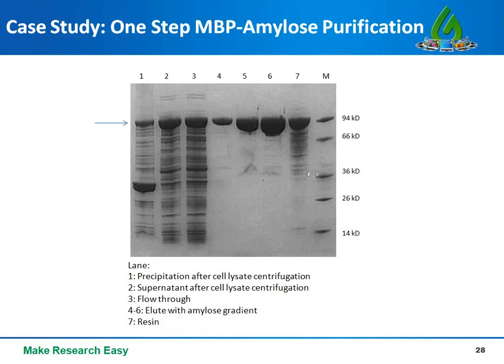This is a case with one-step MBP-amylose purification. In this case, the protein was expressed mainly in the soluble part as shown in lane 2. Lane 3 is the flow-through. Lanes 4 to 6 are elutes with amylose gradient, and each elute has a high purity protein. Lane 7 is the resin after elution.